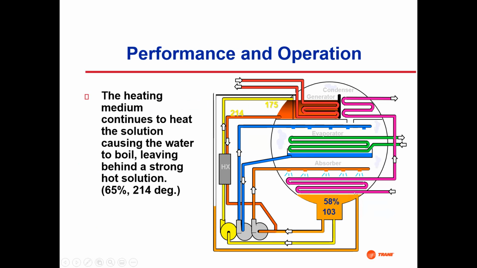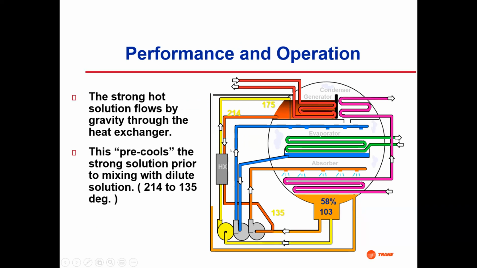The heating medium continues to heat the solution, causing water to boil, leaving strong solution behind, which is 65% lithium bromide at 214 up here, which is then coming down here. As the strong solution flows by gravity through, they're showing it flowing by gravity, so it's not pumped. This pre-cools the strong solution prior to mixing with the dilute solution, which is going to mix down here.